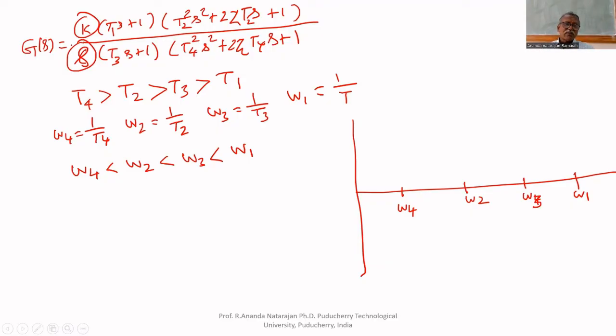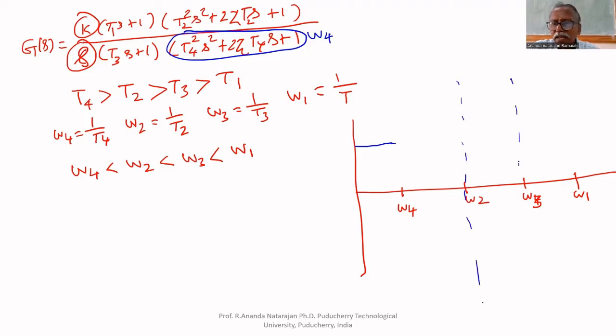Omega 4 is what? For T4. Omega 4 is for T4. What is the corner frequency for this? For this, the corner frequency is omega 4. Therefore, up to omega 4, it is 0. Am I correct or not? Up to omega 4, it is 0. After that, it decreases.